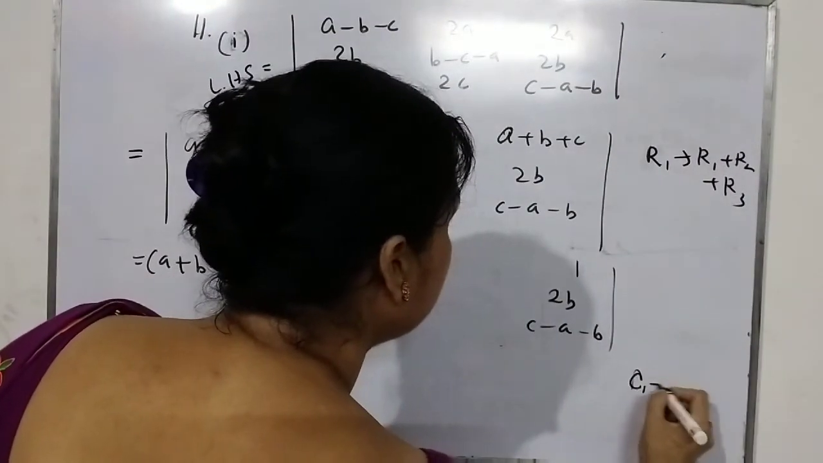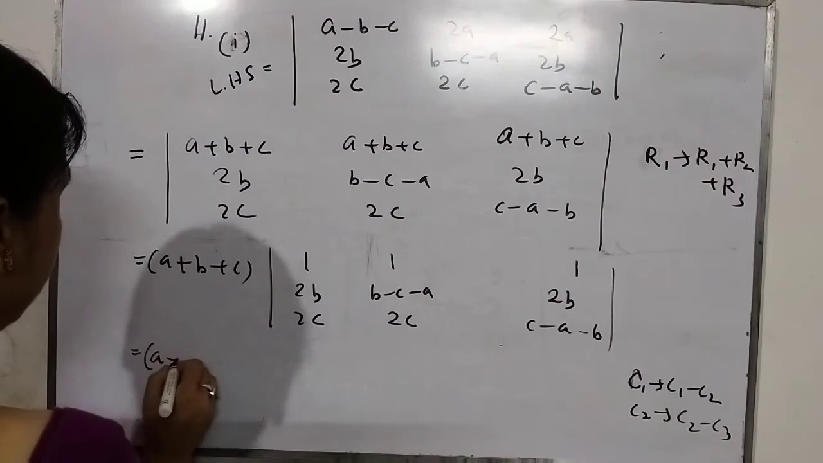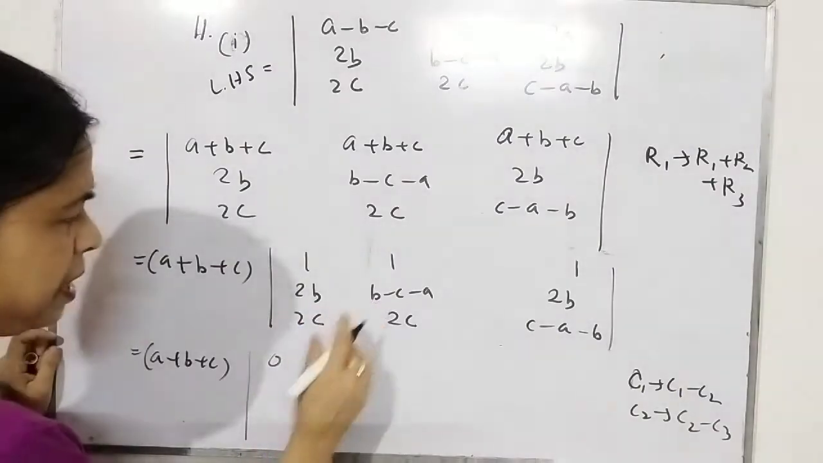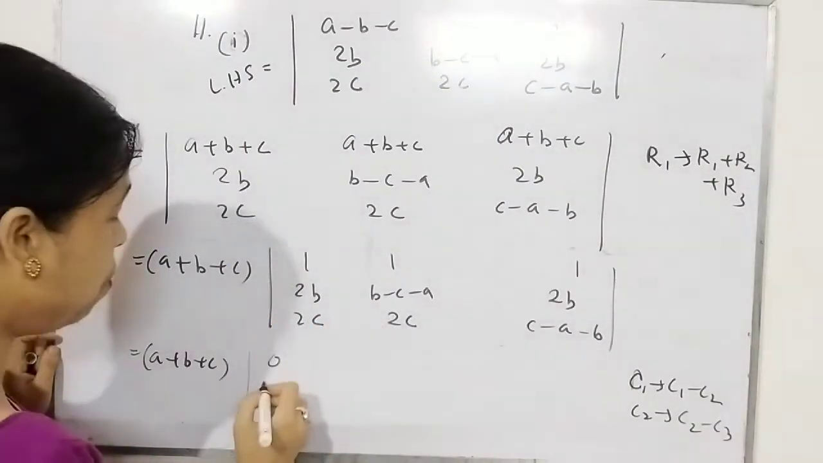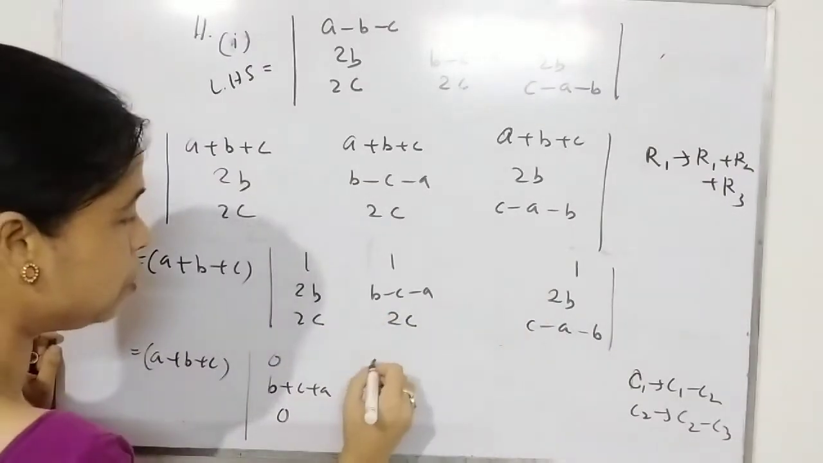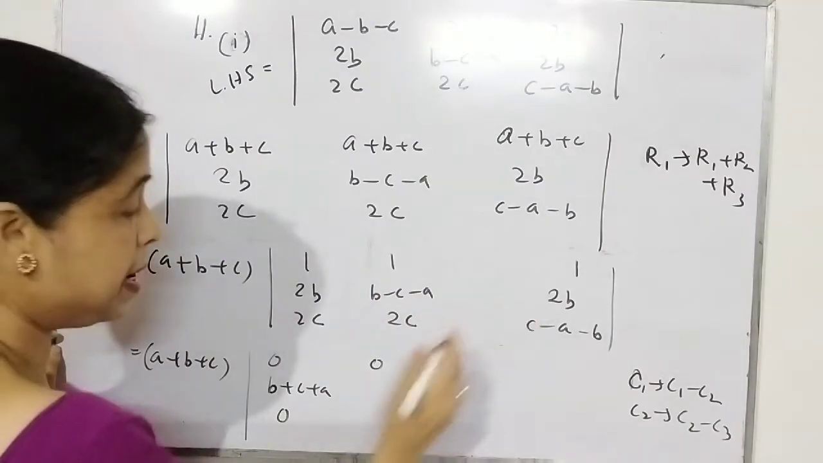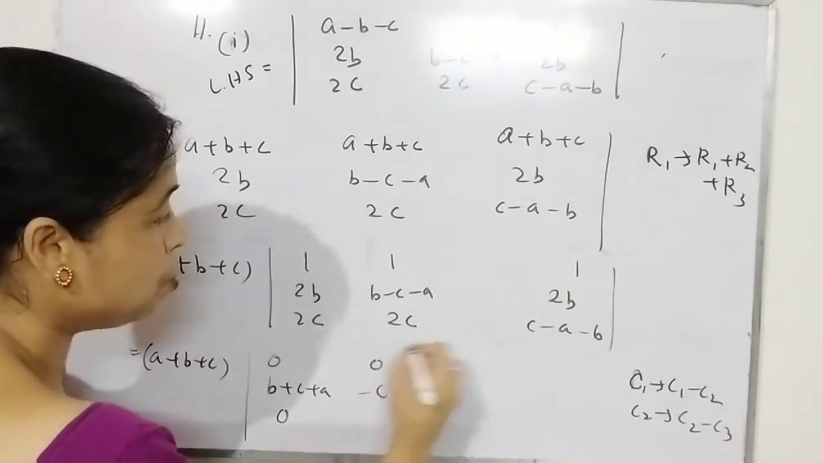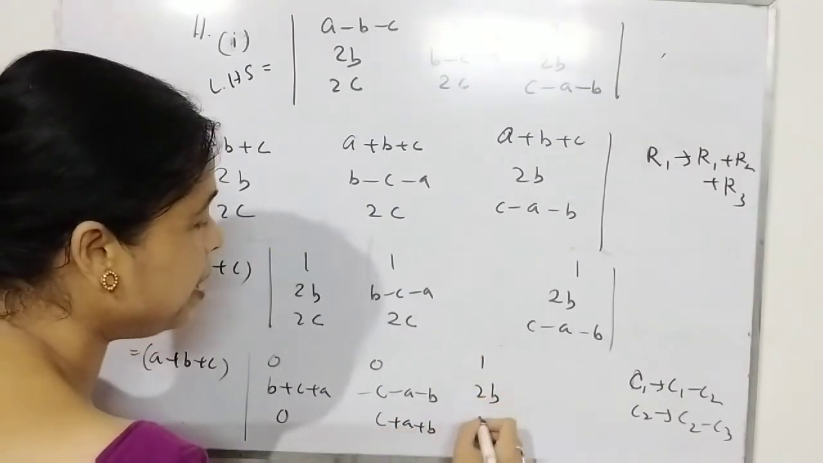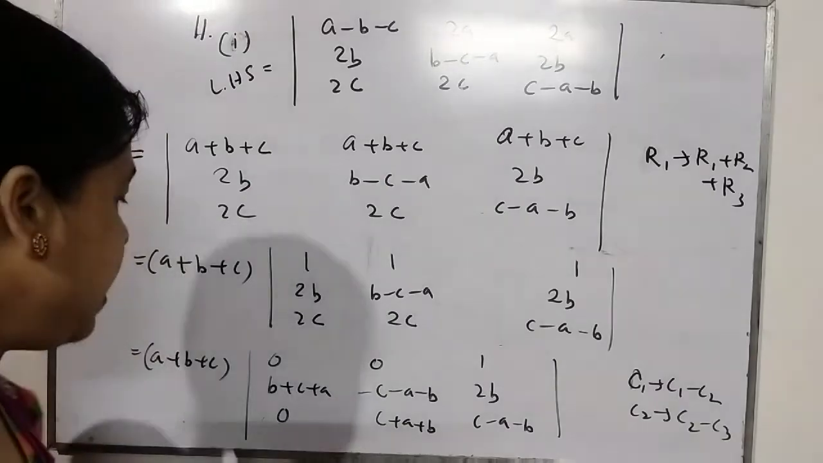So let us replace column 1 by column 1 minus column 2 and column 2 by column 2 minus column 3. That will give you A plus B plus C. Column 1 minus column 2 gives you 0. This is what? This minus B. 2B minus B will give you B, minus minus plus C plus A. This minus this will give you 0. Again 1 minus 1, 0. This minus this. Here we have B minus C minus A minus B. Minus C minus A minus B. 2C minus of this one. C will cancel out. C plus A plus B. This is 1, 2B, C minus A minus B. This is done. Okay. After that, next, hope you understand.